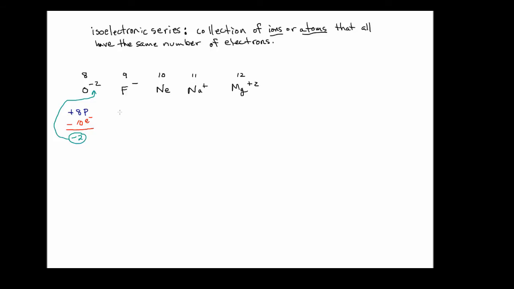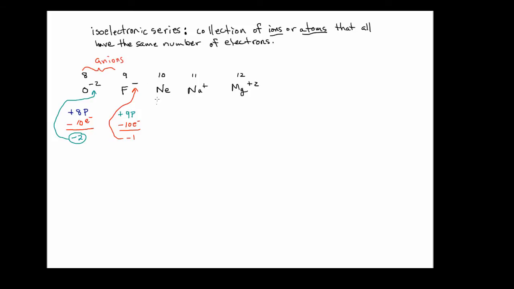So for fluorine, we've got a total of 9 positive charges in the nucleus. The ion has a net charge of -1. The only way that we could get to that is if we had a total of 10 electrons in this particular ion. When we take the difference here, we get -1, and that's the charge on this particular ion. And remember that we call these anions.